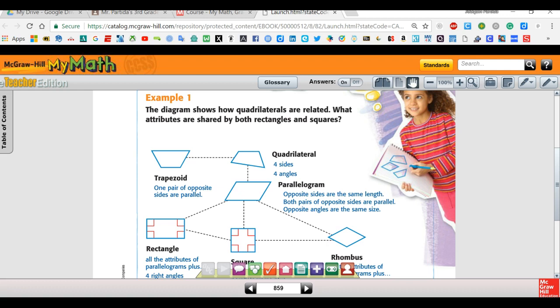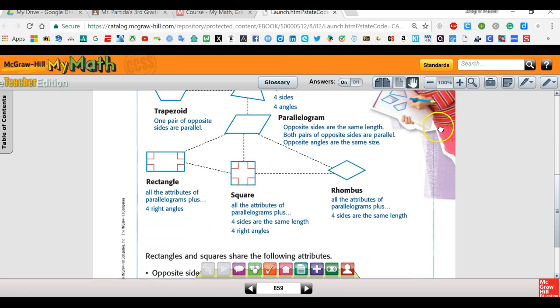An example that they give us is the diagram shows how quadrilaterals are related to each other. Just like you're related to your family, right? A lot of you look like your mom or your dad or both. It says, what attributes are shared by both rectangles and squares? Well, let's see.